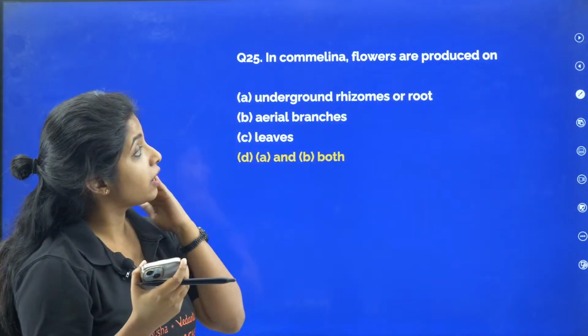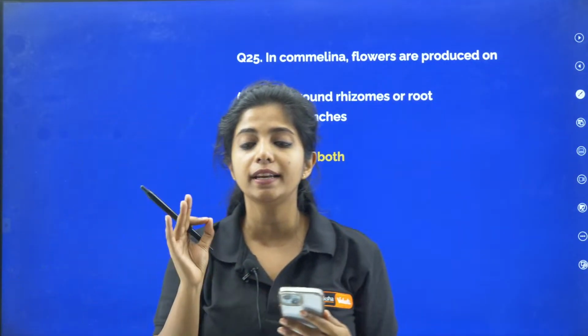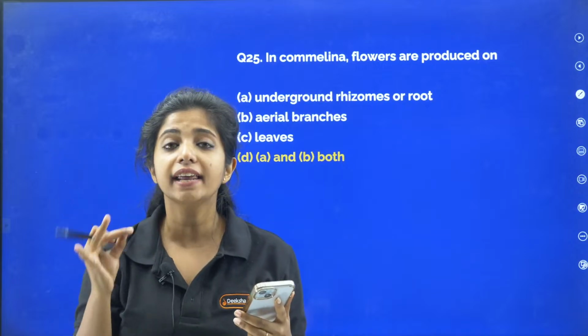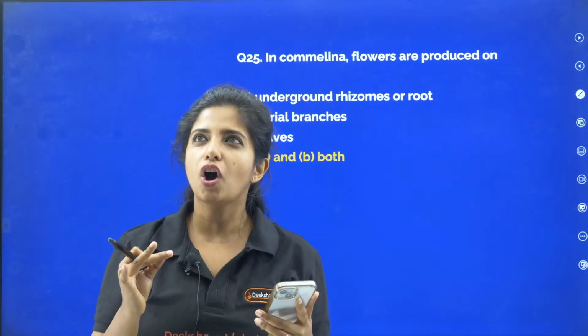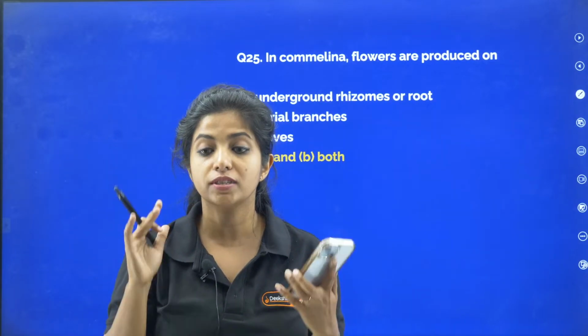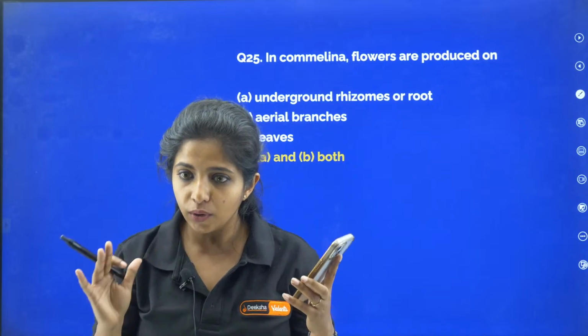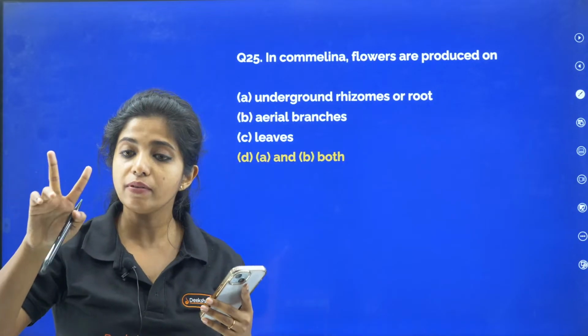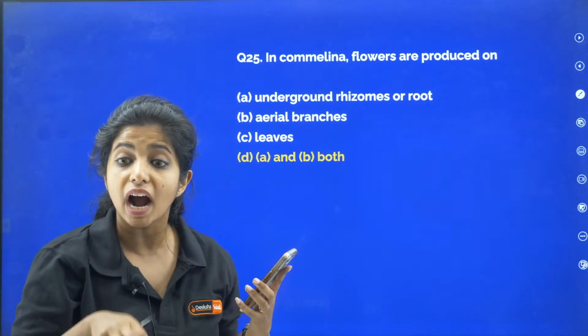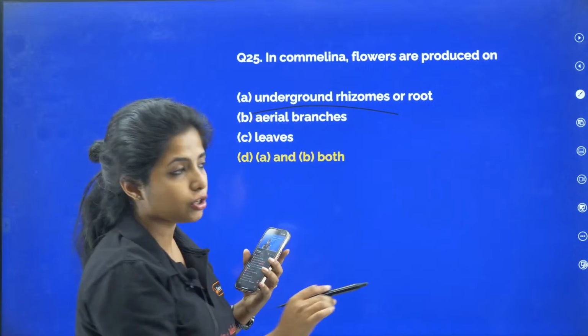Now, in Commelina, flowers are produced on... Commelina, Oxalis and Viola are examples of cleistogamous and chasmogamous flowers. That means closed flowers and open flowers. In that, you find leaves and flowers at 2 positions, at the top and also in the underground roots or rhizomes, my dear children.